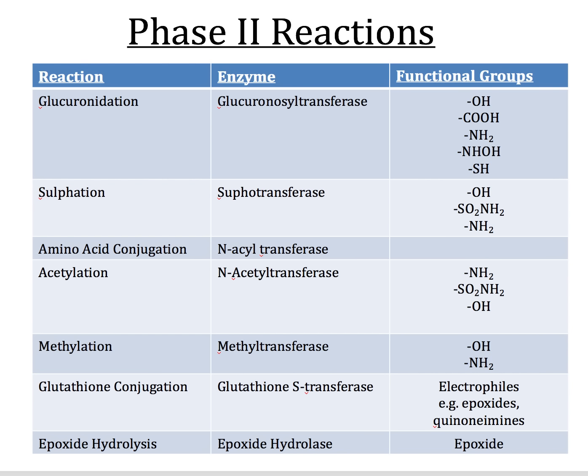Phase 2 reactions contain various reactions like glucuronidation, can never spell it properly anyway, sulphation, amino acid conjugation, acetylation, methylation, glutathione conjugation, and epoxide hydrolysis. Don't be scared, because even I was a bit bamboozled the first time I saw the amount of reactions there are, but we'll focus on each one.